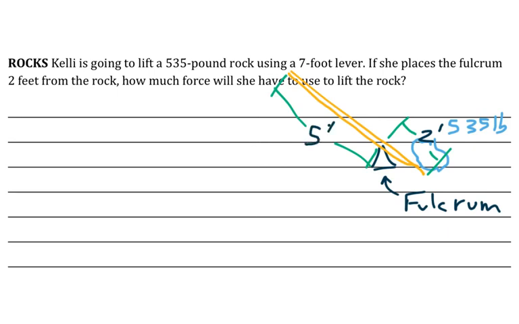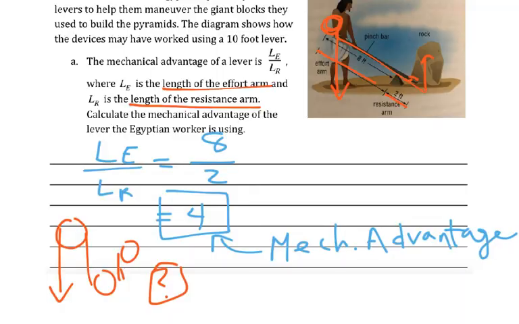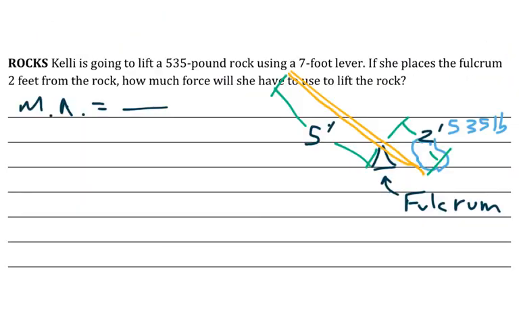Now, apparently that mechanical advantage deal was important too. We remember that it was back here, where the length of the effort arm, meaning who's putting out the effort, is divided by the length of the resistance arm, meaning what we're trying to fight against. So for this problem, it's just going to be 5/2. We can keep that as a fraction, or we can write it as a decimal.